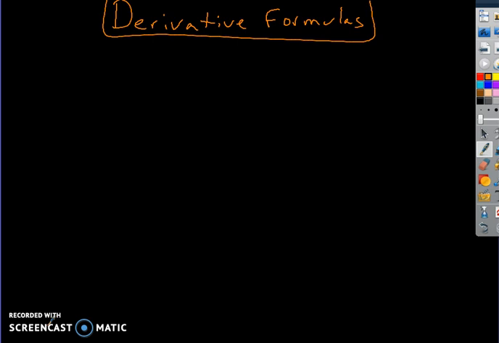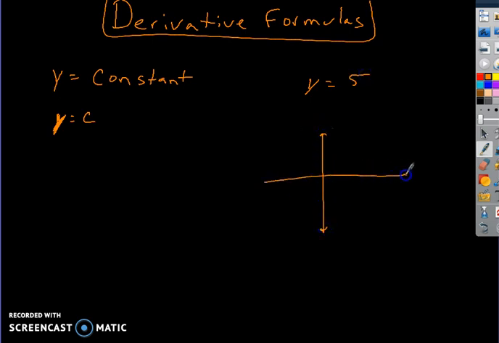And let's start with the simplest form of all functions. So y equals a constant, being some number. So if I had y equals, and for that matter, let's call it y equals c, and c represents a constant from this point forward. C represents any constant. So if I grab y equals, say, 5, that would look like this. At the number 5, there would be a line that would be horizontal. And this is the line y equals 5.